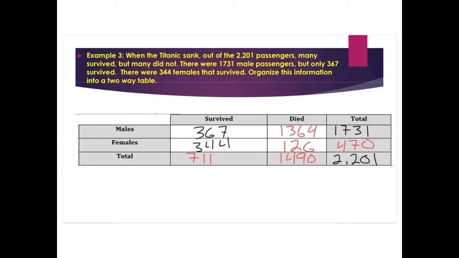And then for my last two numbers, I added my survived column together, 367 plus 344 to get the 711. And then the 1364 plus the 126 to get the 1490. The last thing we should always do, just to double check, is take our totals, the 711 and the 1490, make sure it adds to be 2,201, and also the 1731 and the 470, make sure it adds to be 2,201. But again, that's how we fill out our table.